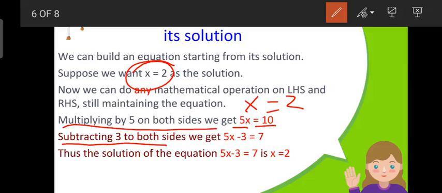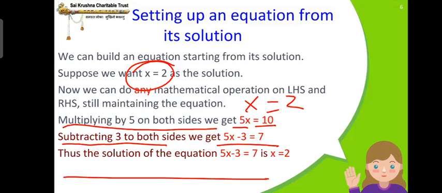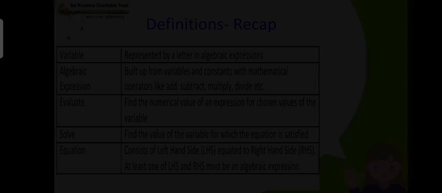When you subtract 3 from both sides, you can do any operation, it need not be the same. Here I am just using multiplication and subtraction. So 5x minus 3 is equals to 7, because 10 minus 3 is 7. Thus the solution of the equation 5x minus 3 is equals to 7 is x is equals to 2. When you solve this, you get the x value as 2.